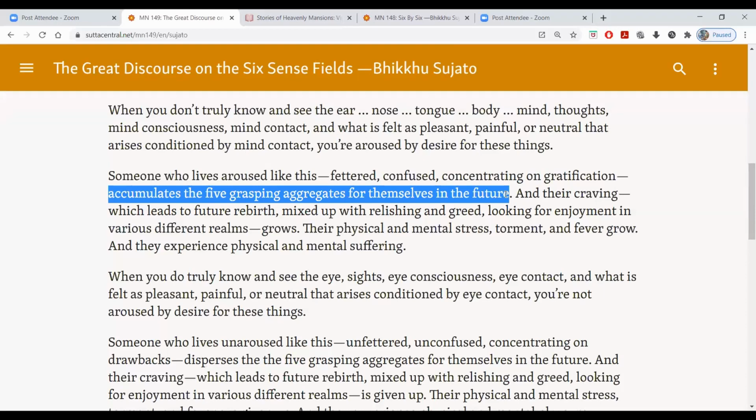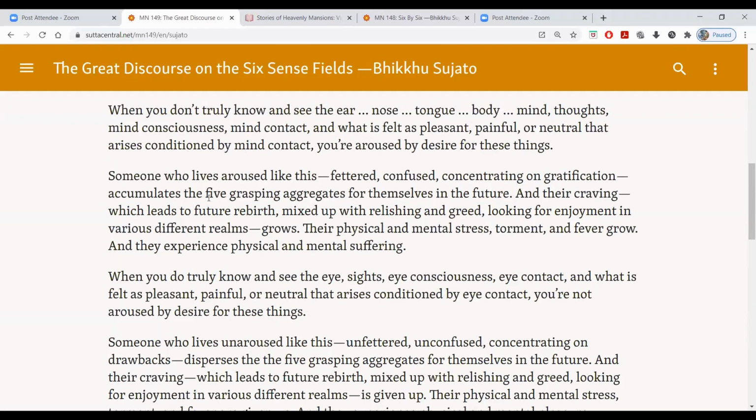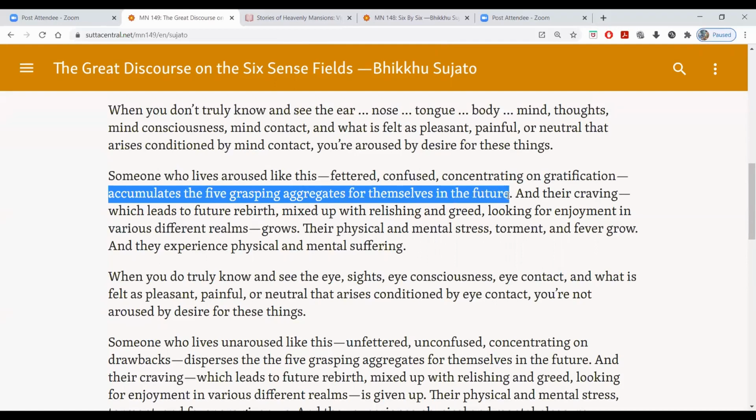Future life means five grasping aggregates. Another life means five grasping aggregates. What are those? Form, rupa; feeling, vedana; perception, sanna; thoughts, sankhara; consciousness, vinnana. So when there are these five things in some place, that is called life. So one accumulates the groups of the five grasping aggregates for oneself in the future.